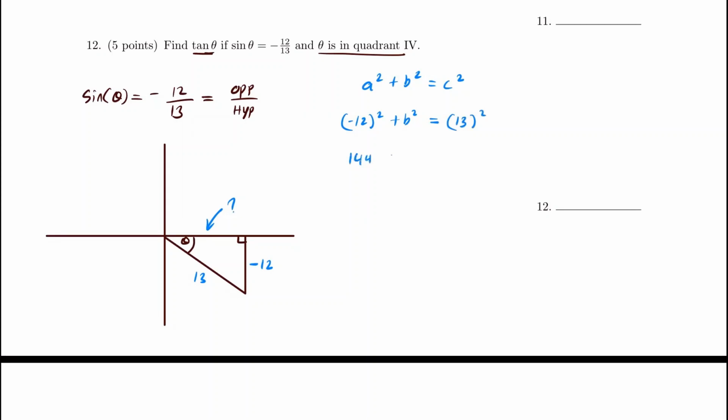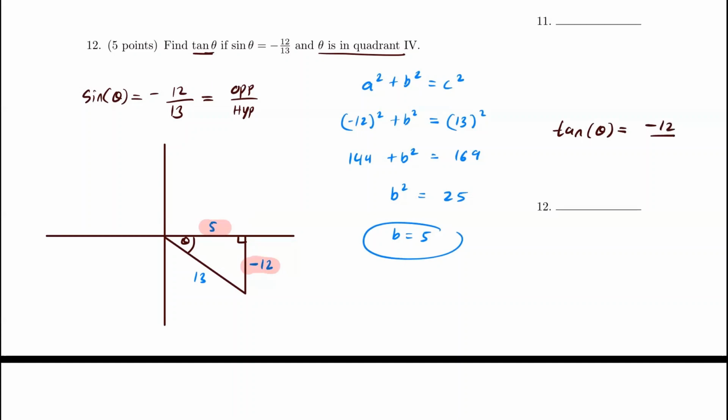So we got 144 plus b squared is equal to 169. So then b squared is equal to 25, which makes b equal to positive 5, because negative wouldn't make sense. This is along the positive x-axis, so we'll take the positive value of the square root. So b will be this value. This is 5. All right, so now how do we read off tangent? Well, tangent theta, we know that's opposite over adjacent. So here's our opposite length, here's our adjacent length. So this would be negative 12 over 5. So that would be the value for tangent.